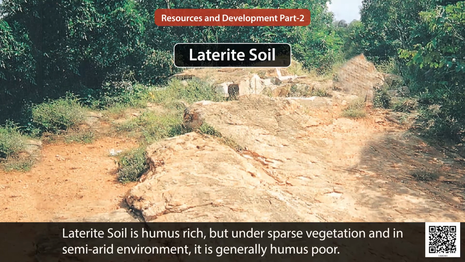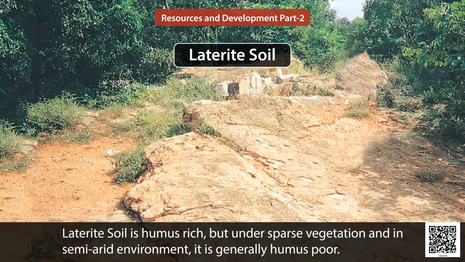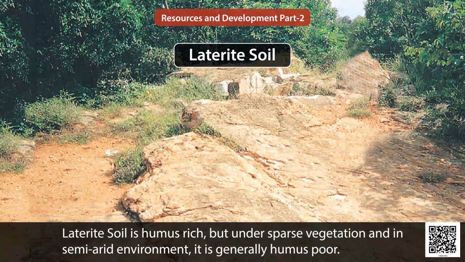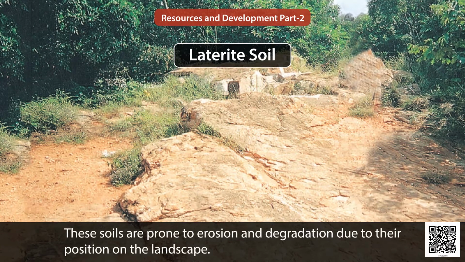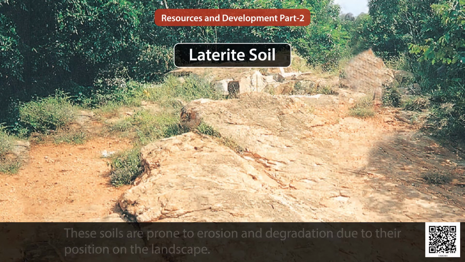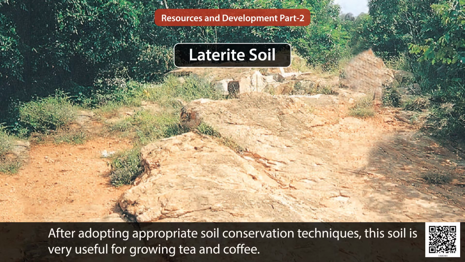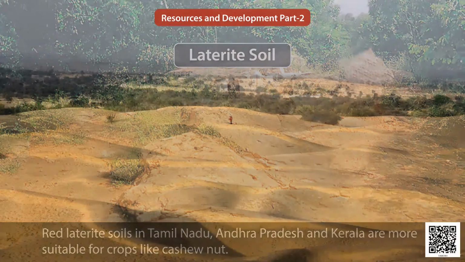Laterite soil is humus-rich, but under sparse vegetation and in semi-arid environment, it is generally humus-poor. These soils are prone to erosion and degradation due to their position on the landscape. But after appropriate soil conservation techniques, this soil is useful for growing tea and coffee. Red laterite soils in Tamil Nadu, Andhra Pradesh and Kerala are more suitable for crops like cashew nut.